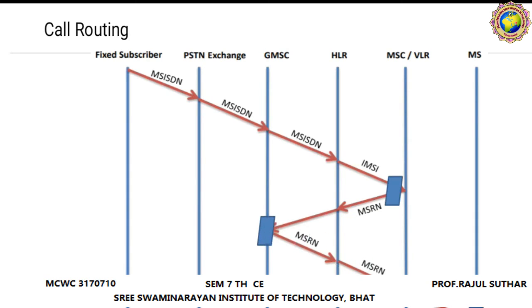This MSRN is returned to the HLR and to the GMSC. The GMSC can now route the call to the MSC. This service is called the mobile station moving service, or routing service. The MSC uses the MSRN to look up the IMSI of the MS and uses this to page the MS. So this is the total functionality of call routing.